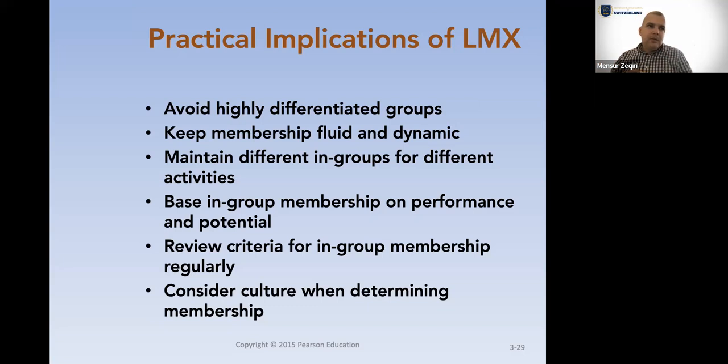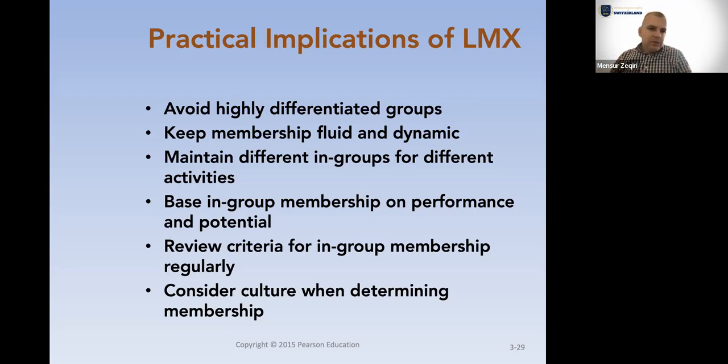Also, what's important is that you should not put people into your in-group based on the favors that they do for you personally. That should be based on the performance and potential of these employees. That's when you can have success as a leader. And you should also review regularly your criteria for putting people in the in-group. So you should change the criteria on how those people make it into your in-group.